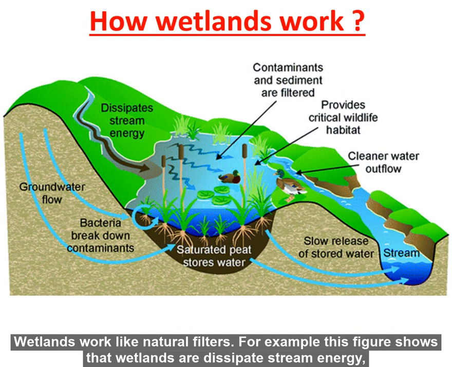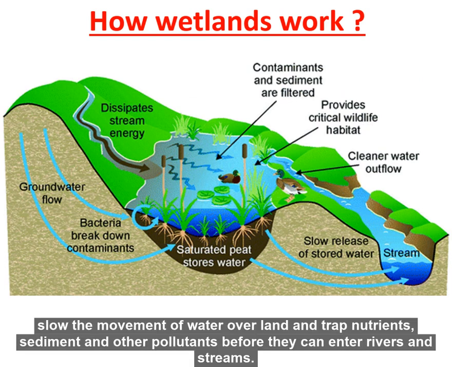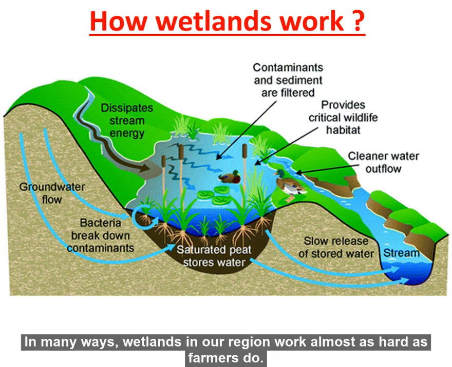Wetlands are like natural filters. For example, this figure shows that wetlands dissipate stream energy, slow the movement of water over land, and trap nutrients, sediments, and other pollutants before they can enter the rivers and streams. In many ways, wetlands in our region work almost as hard as farmers do.